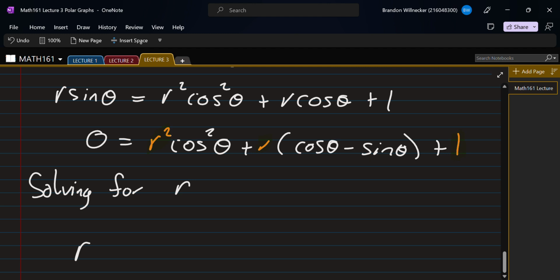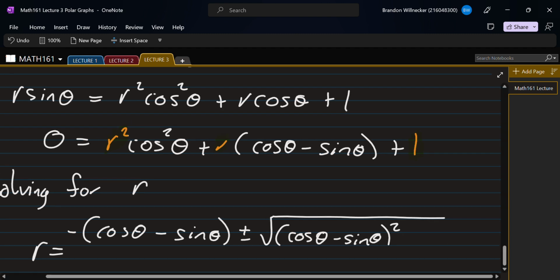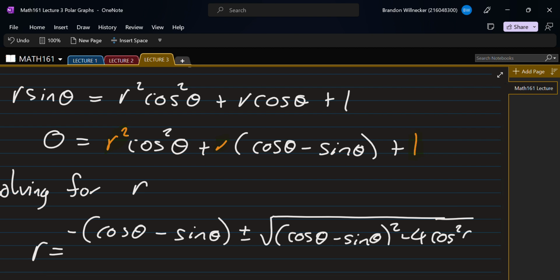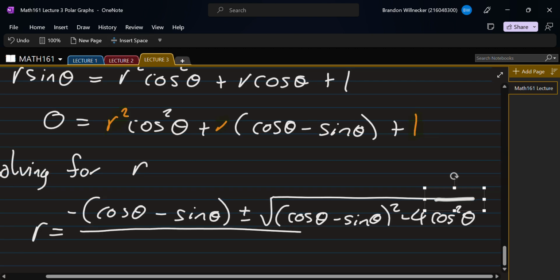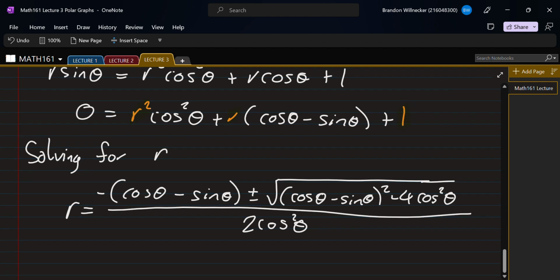Okay, so r is equal to minus b, so that will be minus cos theta minus sine theta, plus or minus the square root of b squared, so cos theta minus sine theta squared, minus 4ac, so minus 4 cos squared theta, all over 2a, so that's 2 cos squared theta. Okay, you can then simplify that if you want, but I'm just going to leave it like that.